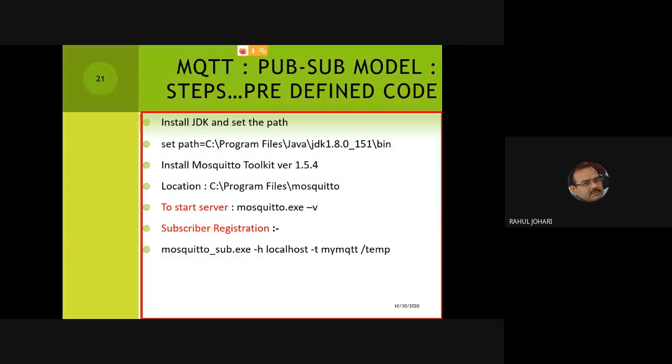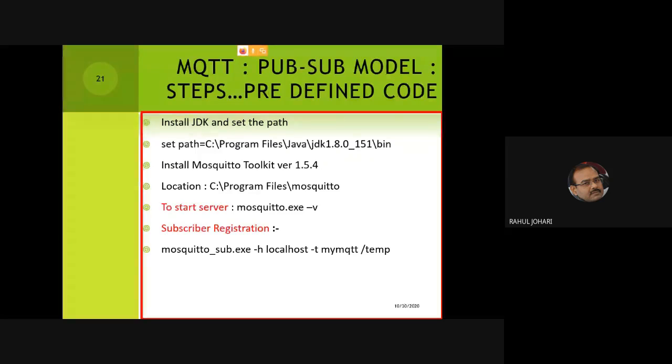So I started a server, then I do a subscriber registration. There's a predefined module for the subscriber, called mosquito-sub.exe. It's an executable file. Now it is running on the local host, so I'm going to provide my own IP address, 127.0.0.1, which is the loopback IP address for my system. Then T is temperature. Then my MQTT is my mosquito module, and within it the temperature. So this program provides a notification from the publisher to the subscriber regarding the temperature. That's the predefined task of this particular program.